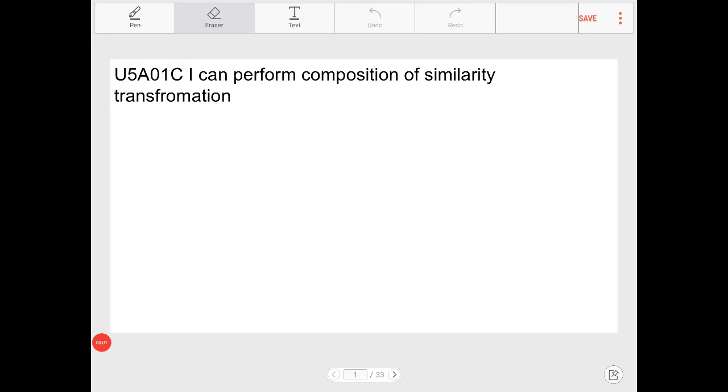Hello students, this is lesson U6A01c. By the end of the lesson, you should be able to say I can perform composition of similarity transformations.